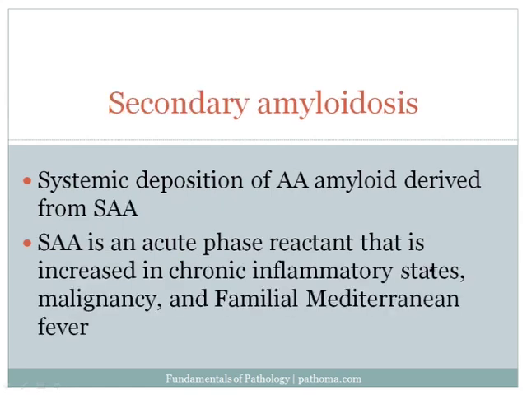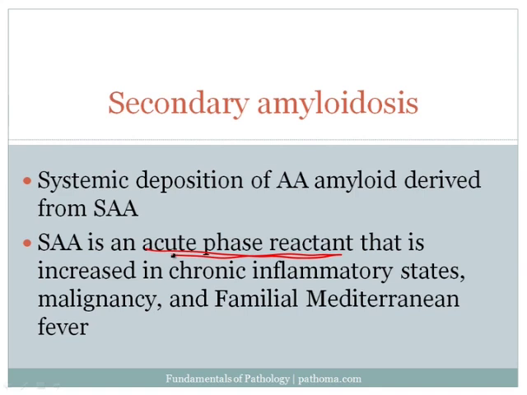Secondary amyloidosis refers to systemic deposition of an amyloid called AA amyloid. And this AA amyloid is actually derived from a protein called SAA. Now let's go back and remind ourselves that SAA is actually an acute phase reactant, so that anytime there's inflammation, there's an increase in SAA. And the SAA can be converted to AA amyloid, and the AA amyloid can deposit within tissues, creating amyloidosis.